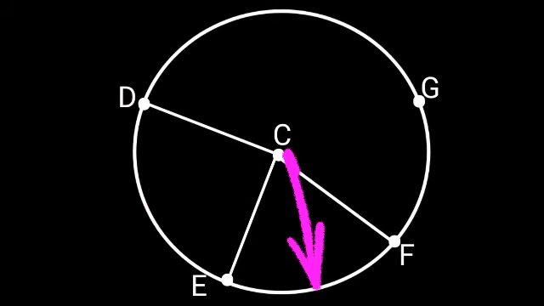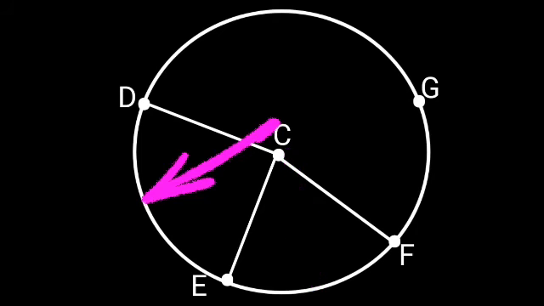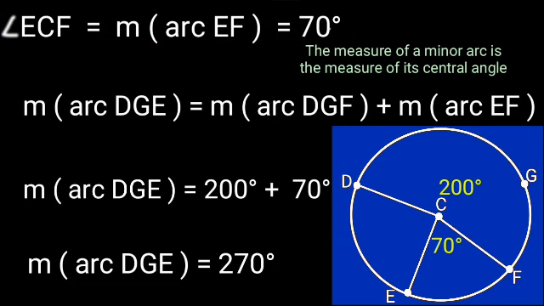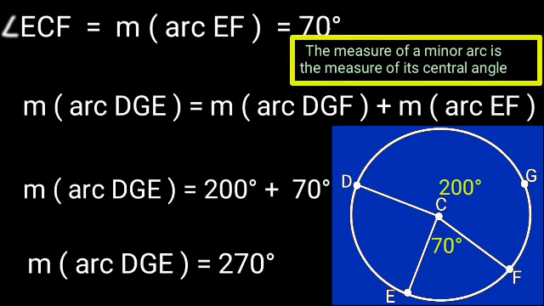Second, the sum of the two arcs DE plus EF is nothing but the measure of arc DEF, that is 90 plus 70 degrees, then we get 160 degrees. Angle ECF is equal to measure of arc EF, which is 70 degrees. The reason is the measure of a minor arc is the measure of its central angle.